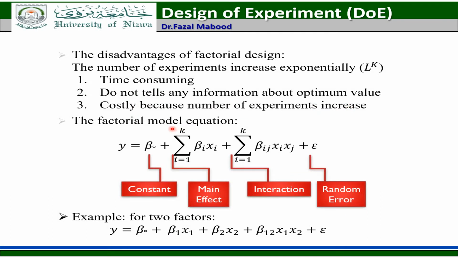The factorial model equation, here you see this is the response, here you see this is the constant, that is the intercept, here main effect, and here you see this is interaction effect, and here this part is the residual or random errors.